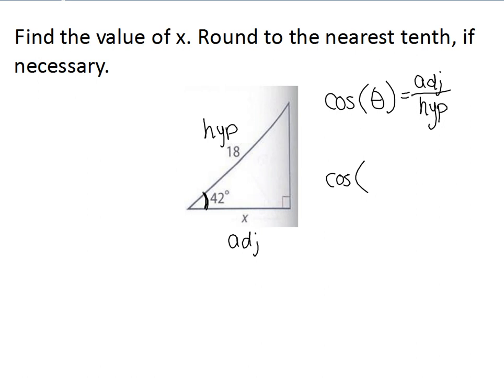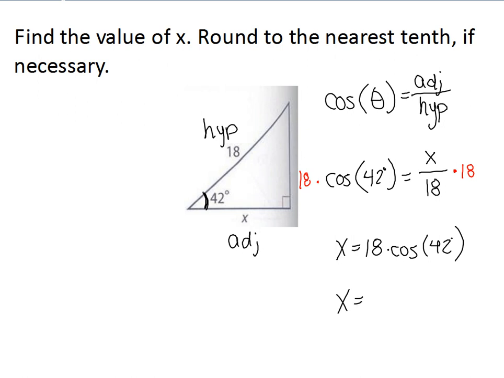Now we know our angle is 42 degrees, so that's going to go in for our theta. My adjacent side is x. My hypotenuse is 18. Now we just need to solve and get the x by itself. Right now this is x divided by 18, so we do need to do the opposite. Opposite of divide is multiply, so we are going to multiply both sides by 18. So we're left with x is equal to 18 times the cosine of 42 degrees. Once you make sure your calculator is in degrees, you can put this into your calculator, and you should get x is equal to 13.4.